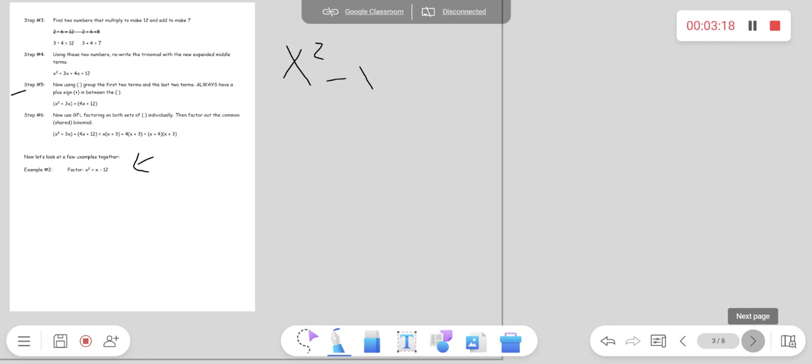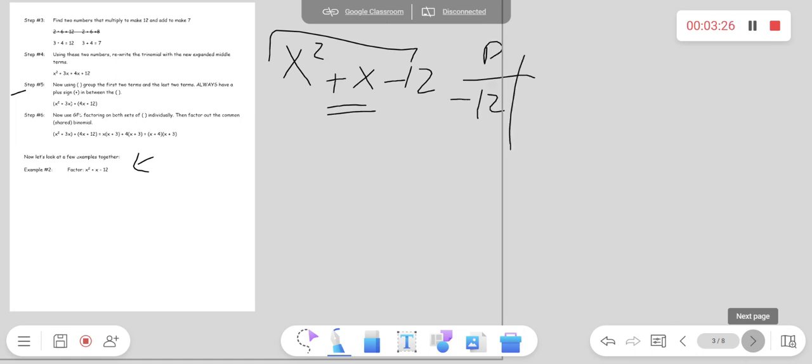X squared plus x minus 12. So my product here is negative 12, which means I have one plus and one minus, and my sum here is positive 1. So I'm going to find 2 numbers that make negative 12 and add up to make positive 1. Well, those 2 numbers are going to be negative 3 and a positive 4. And in this case, unlike before where I had 2 positives, I now have to make sure I keep track of that negative. So I always put my negative first if possible. If I have 2 negatives, then obviously I have to put one second.